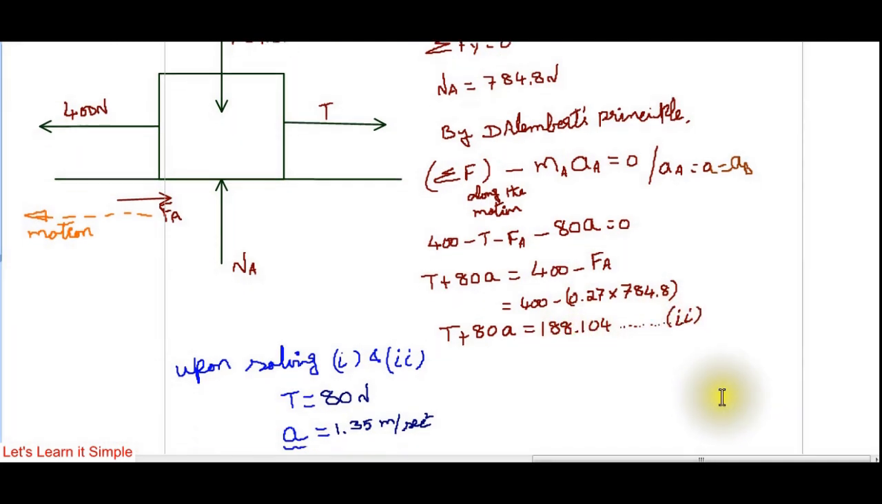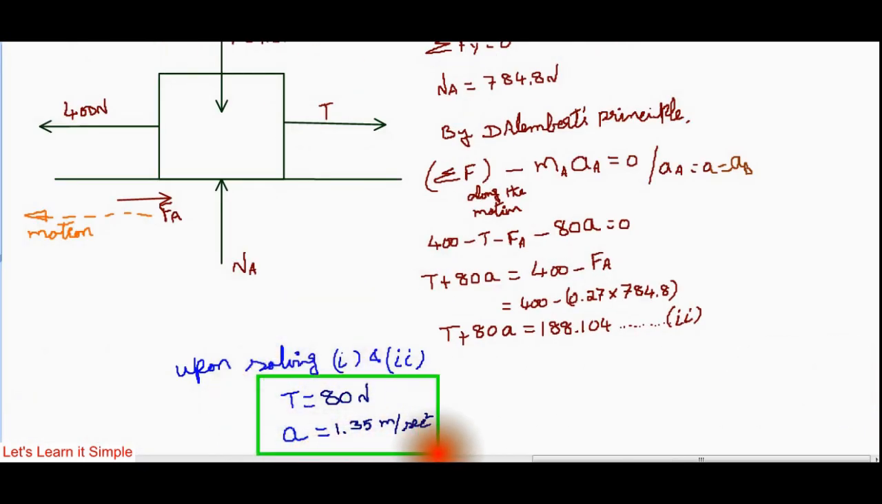Upon solving equations 1 and 2, what we get is tension in the wire is 80 Newton. Then acceleration of A, which is the same as acceleration of B, simply taken as A, is 1.35 meter per second square. So using D'Alembert's principle, tension in the wire is 80 Newton and acceleration of the blocks A and B is 1.35 meter per second square. Thank you for watching the video.